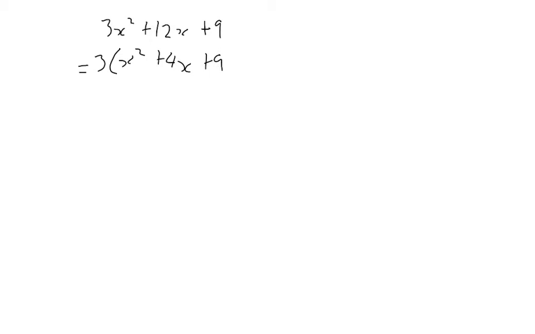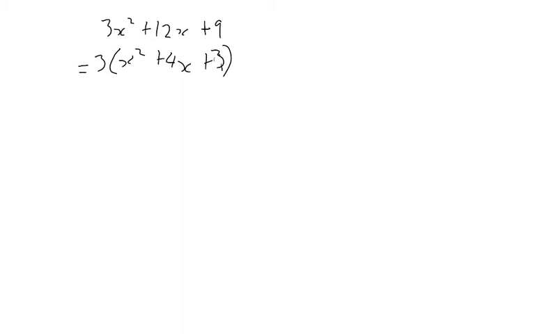Plus 3, sorry, not 9. I'm going to divide that by 3. My apologies. So that's 3. x isn't a common factor because 9 doesn't have the x variable there. It's just 3. So now we factorise.